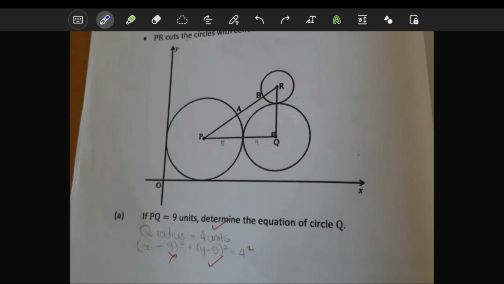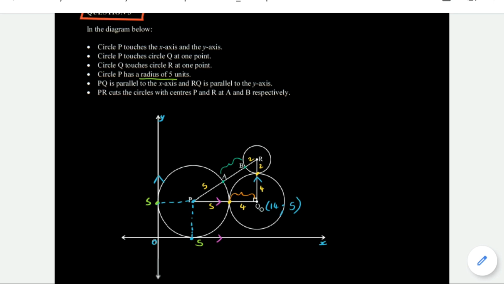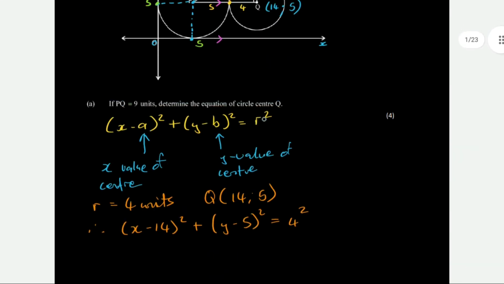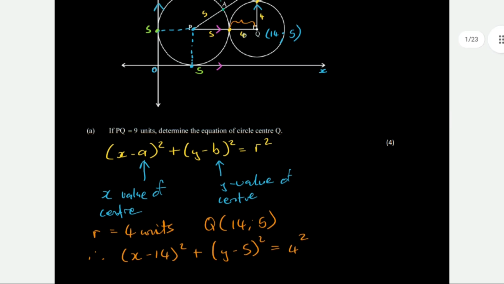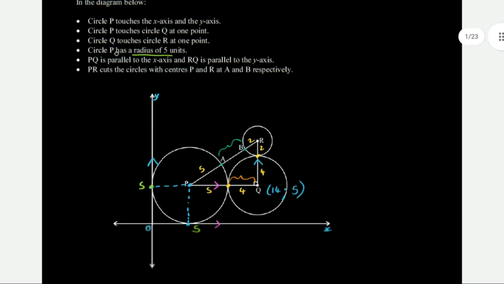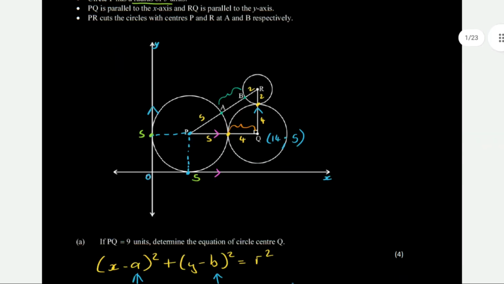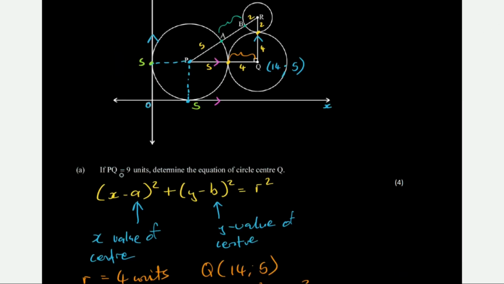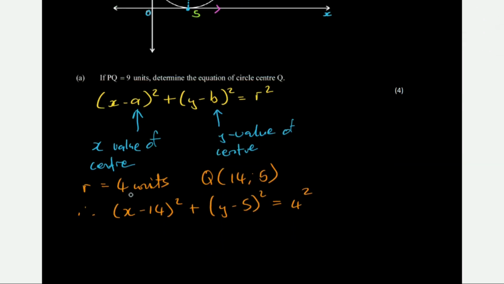We know that firstly with circle Q, this is the standard form. This gives you the x value of the center, this gives you the y value of the center, and then we know that the radius is just a 4, because initially here, they told us that the radius of P is 5, but then here they're telling us that PQ is 9. So if this is 5 and PQ is 9, it means that this is just a 4. That's how we got the radius of 4 here.